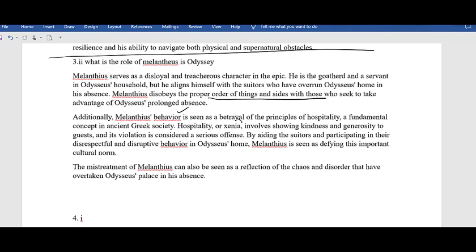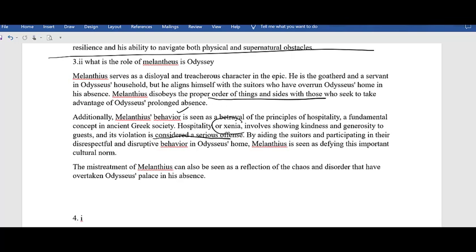The idea of hospitality, or xenia, is to show kindness and generosity to guests. But Melanthius does not inhabit that quality. He is disrespectful, he is disruptive, and this is a serious violation of the code of conduct in Greek society. So that's the reason this defiance is very, very important in the character of Melanthius.